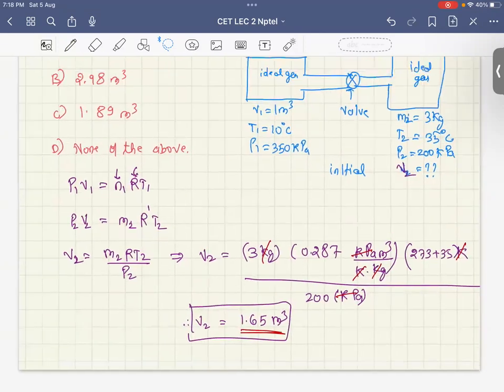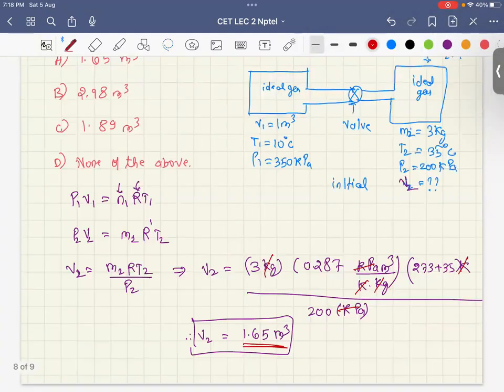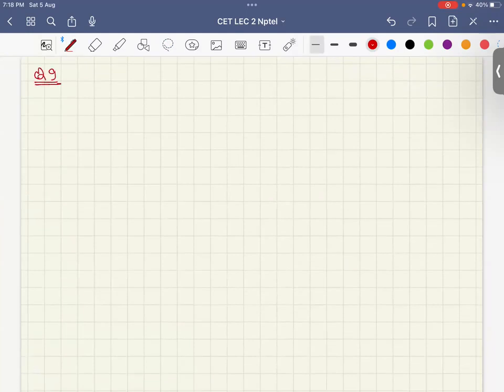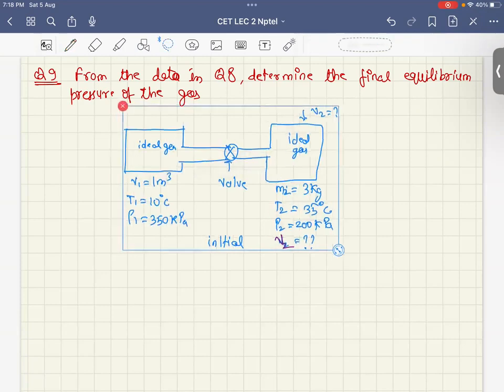The next question is question number 9. Questions 8 and 9 are going to be connected. So from the data in question 8, determine the final equilibrium pressure of the gas. Okay, so what we have is, this was our initial system.